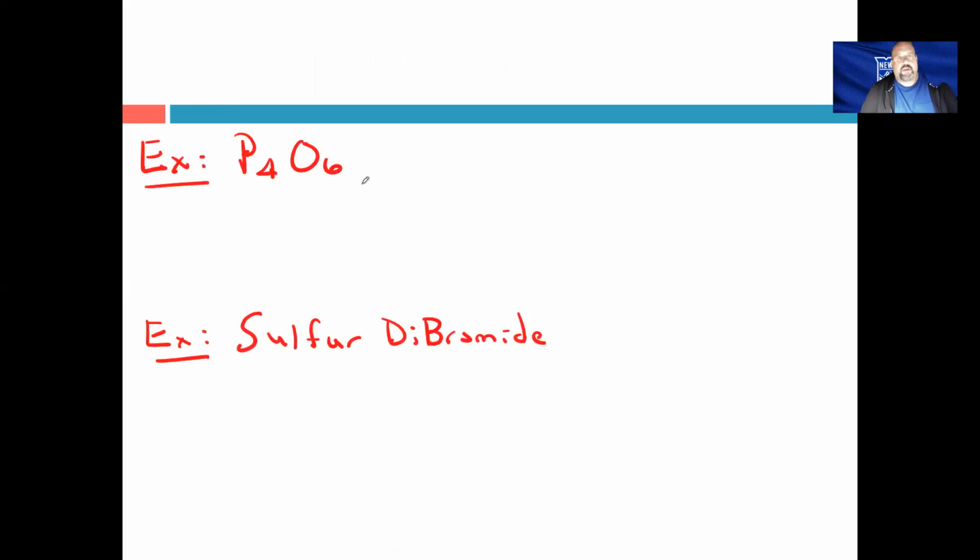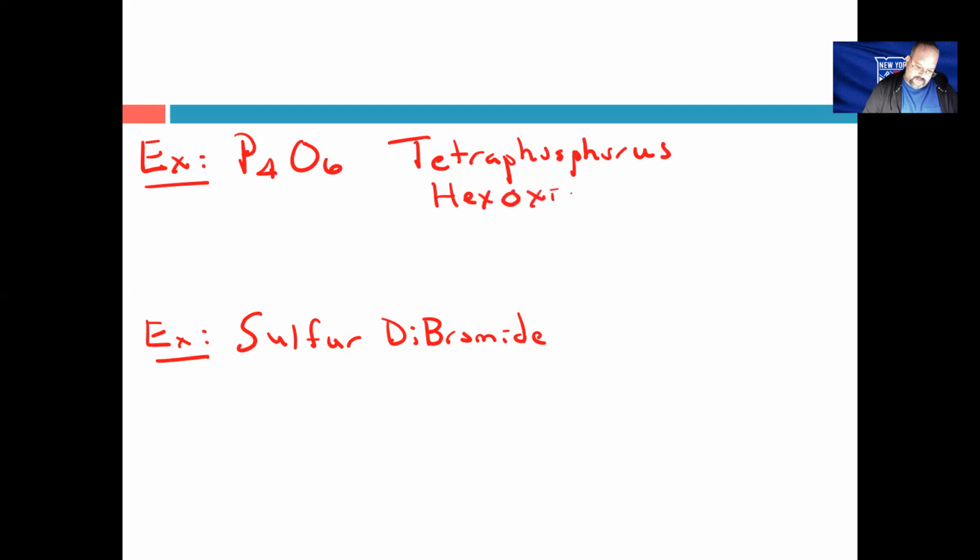A couple of examples. First one, we'll do a name, P4O6. So P, of course, is phosphorus. 4 atoms of it. The prefix for that is tetra. The first name we would have would be tetraphosphorus. Notice that I included the A in the tetra because P is not a vowel. And then 6 oxygens, O6, would be hexoxide. Not hexaoxide, hexoxide. So the name would be tetraphosphorus hexoxide.